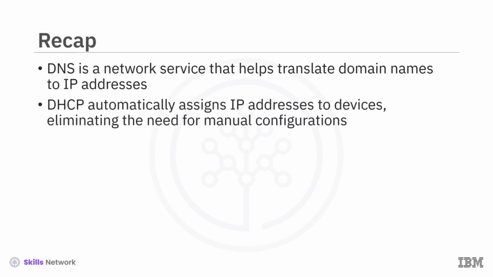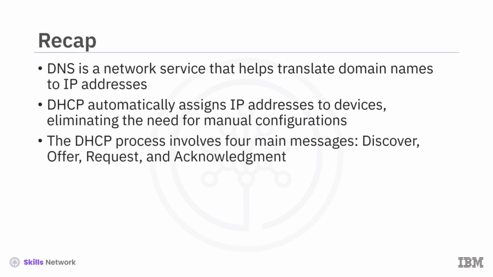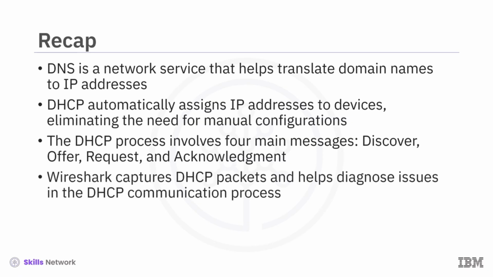DHCP automatically assigns IP addresses to devices, eliminating the need for manual configurations. The DHCP process involves 4 main messages: discover, offer, request, and acknowledgement. Wireshark captures DHCP packets and helps diagnose issues in the DHCP communication process.